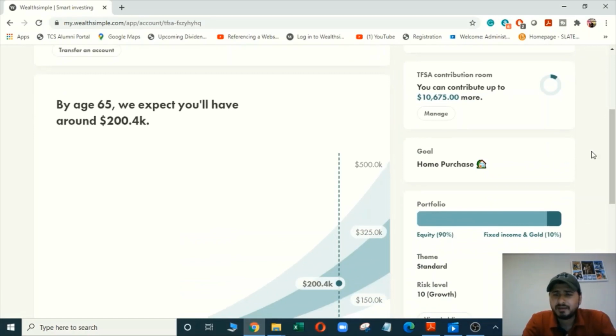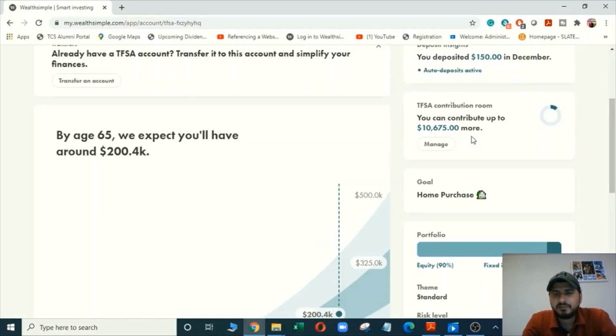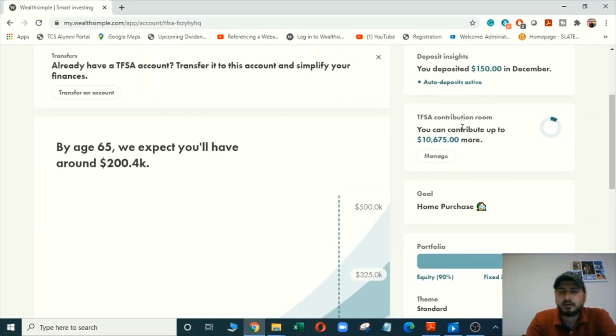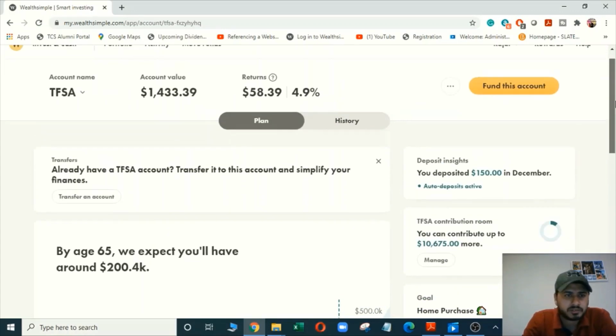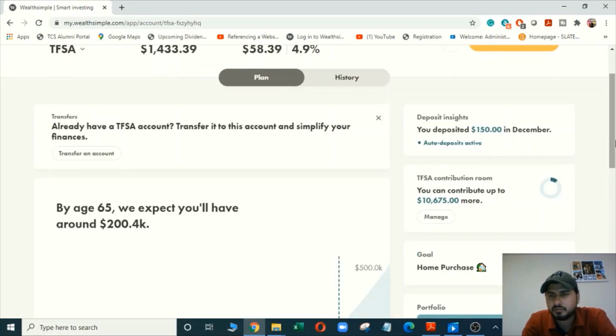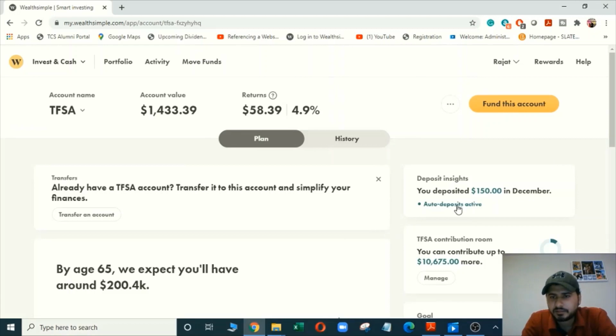The final goal that I have set for this portfolio is basically to buy a home, right? I have made this contribution in my TFSA account, and as you can see, till now I can contribute 10,675 more into this account. I have this much contribution room left right now. In the month of December I have deposited $150.